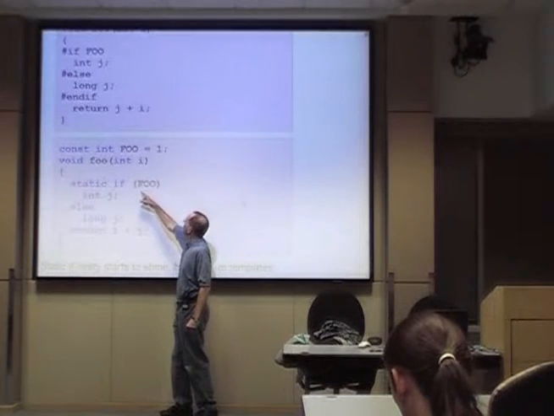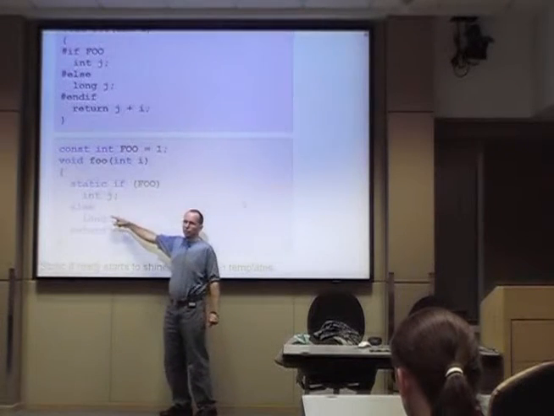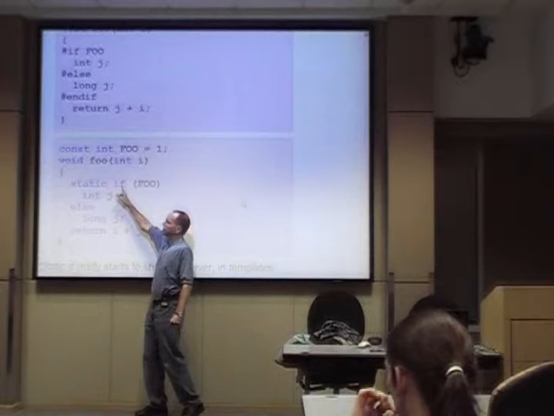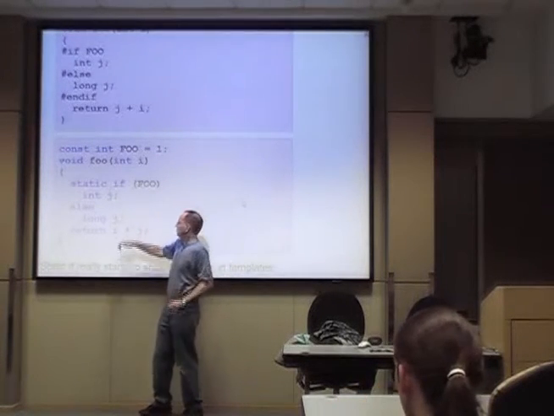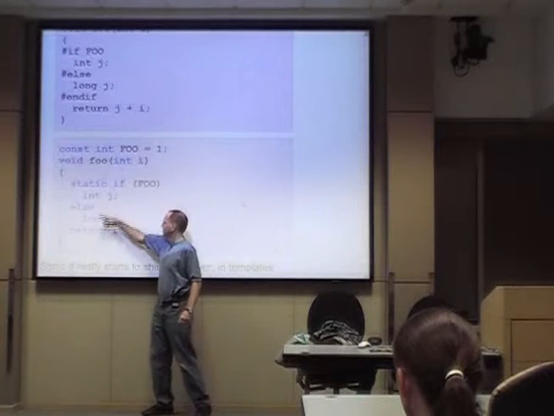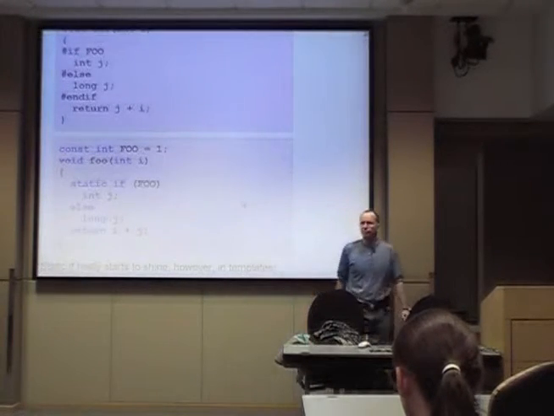So obviously j will be an int, and this won't happen. Now the important difference between static if and if is that static if does not introduce a new scope, which means I can declare variables in it, and those variables live after the static if is done.